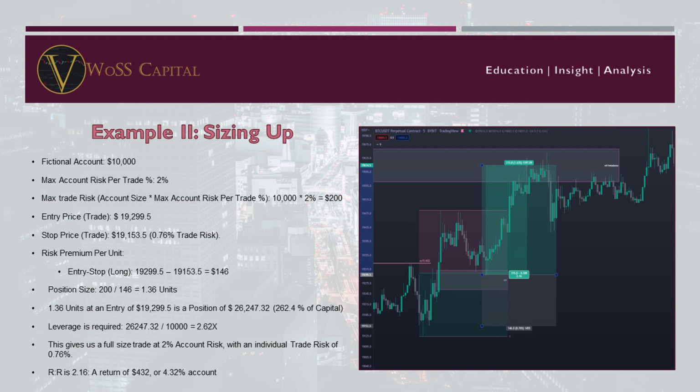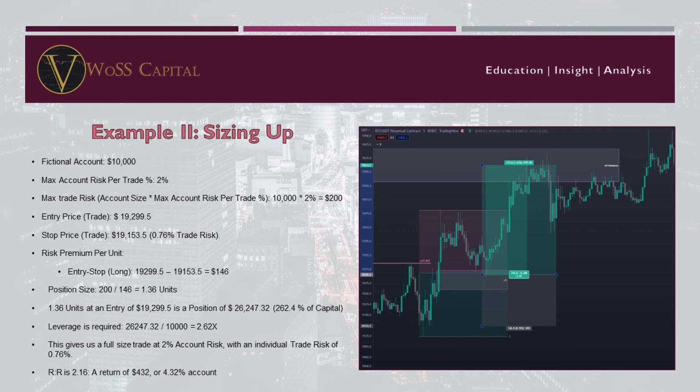So again, fictional $10,000 account, max account risk per trade 2%. So the same max dollar amount is available to us here, which is $200. In this trade, the entry price was 19,299.5 and the stop price 19,153.5, so 0.76% trade risk. That gives us a risk premium per unit of $146. So again, we divide the max allowable loss by the risk premium per unit. It gives us a unit position size of 1.36 units.